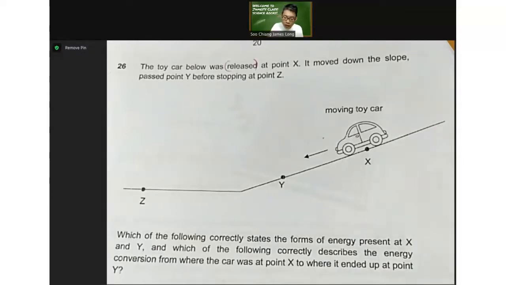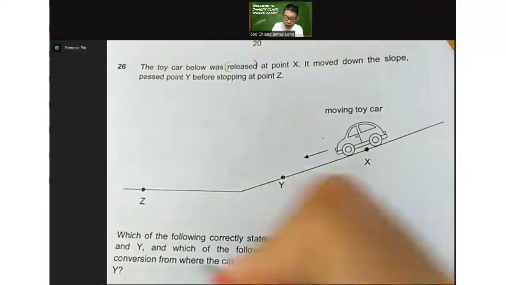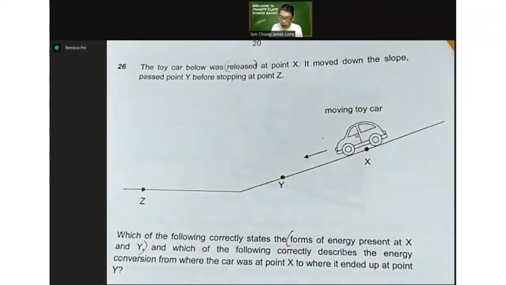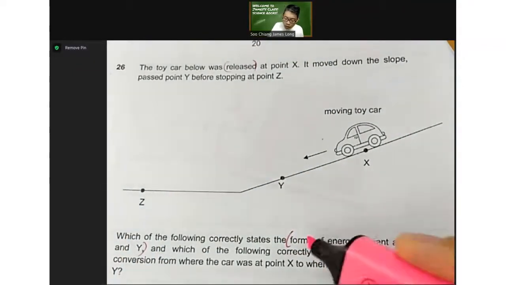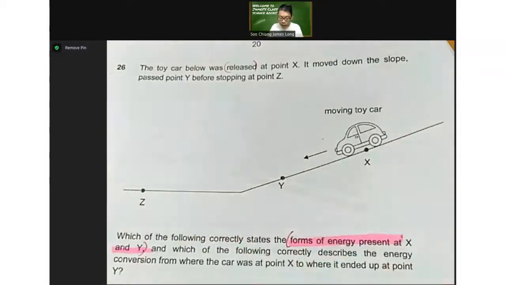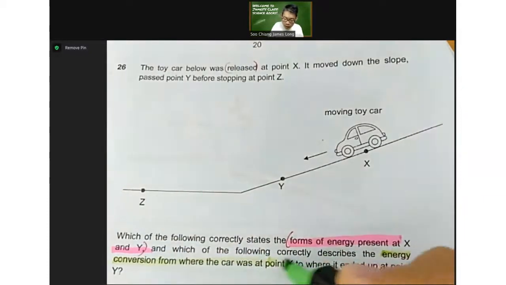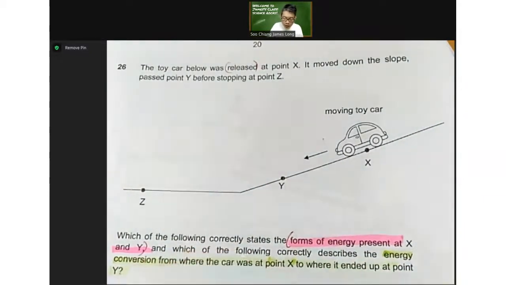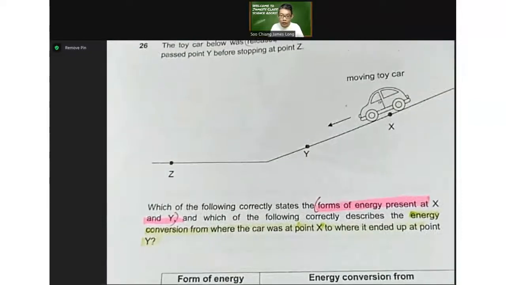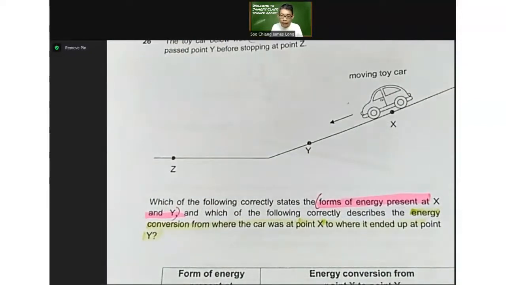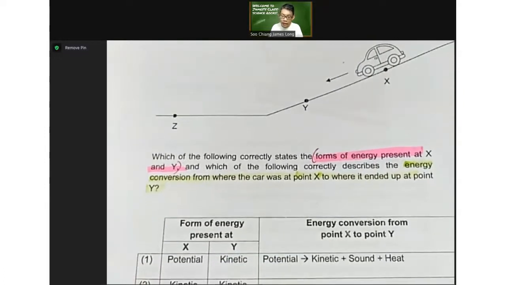So the first part of the question is the forms of energy present at X and Y. So that is one question. And the second part of the question is the energy conversion from X to Y. So there are two parts to the question. Forms of energy at X and at Y. Let's do the first part in red first.